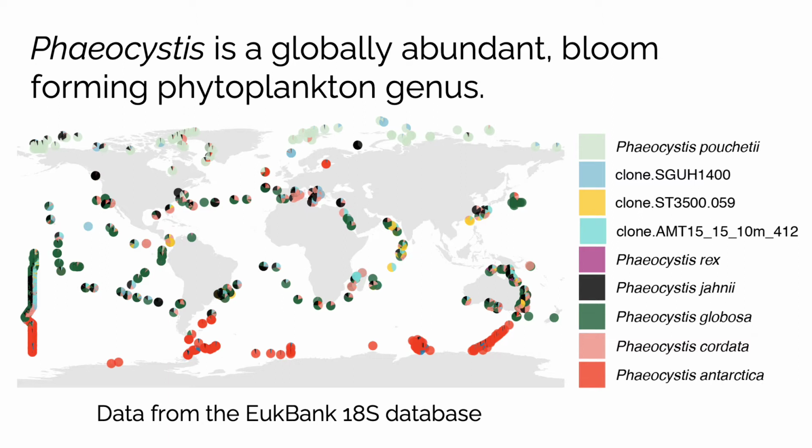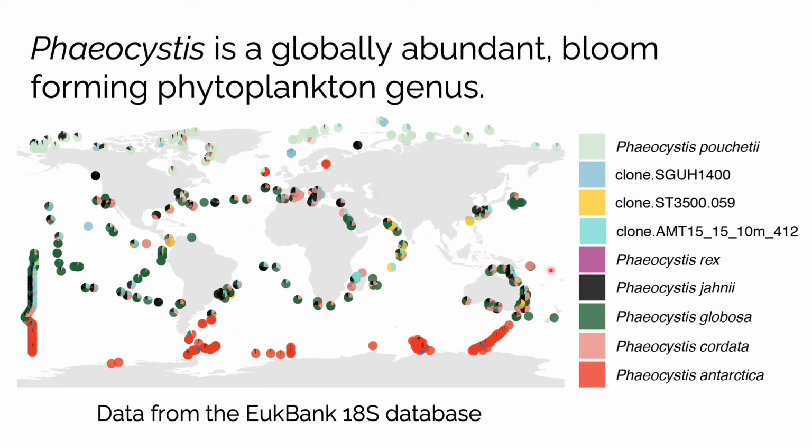Phaeocystis is a globally abundant haptophyte phytoplankton that can form massive blooms in many different regions across the globe. Here, I'm showing the relative abundance of different Phaeocystis species based on the 18S rRNA gene sequences in the UKBank database. These data demonstrate that different Phaeocystis species are dominant at different latitudes, with Phaeocystis poucheti clearly most abundant in the Arctic, Phaeocystis antarctica most abundant in the Antarctic, and Phaeocystis globosa generally most abundant in temperate regions and across the equator, but there are a few other species in these regions as well.